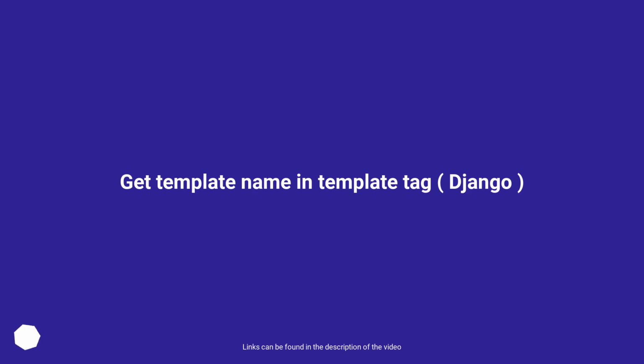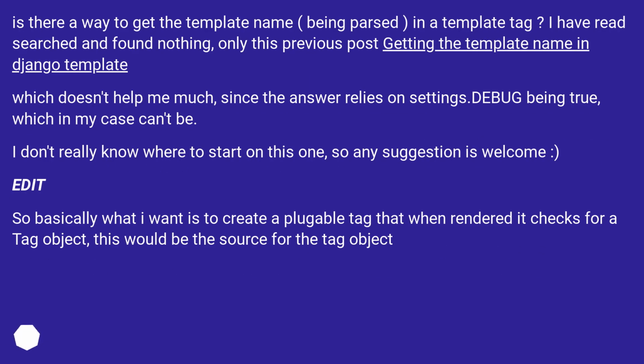Get template name in template tag, Django. Is there a way to get the template name, being parsed, in a template tag? I have searched and found nothing, only this previous post, "Getting the template name in Django template", which doesn't help me much, since the answer relies on settings.DEBUG being true, which in my case can't be. I don't really know where to start on this one, so any suggestion is welcome.